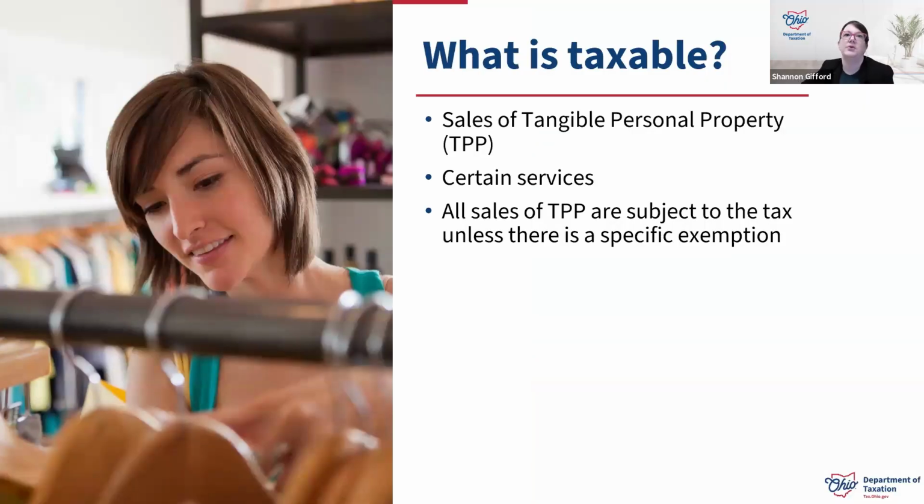So, what is taxable? First is sales of tangible personal property, or TPP. What is TPP? It is personal property that can be seen, weighed, measured, felt, touched, or in any other manner perceptible to the senses. This does include motor vehicles, electricity, gas, steam, and pre-written computer software. Certain services are also taxable in the state of Ohio. It should be noted that all sales of TPP are subject to the tax unless there is a specific exemption.